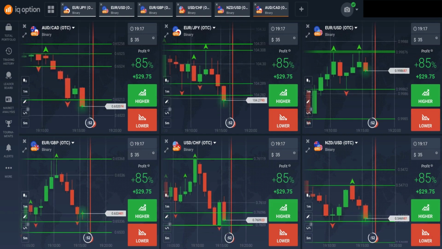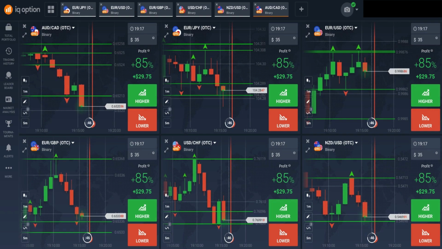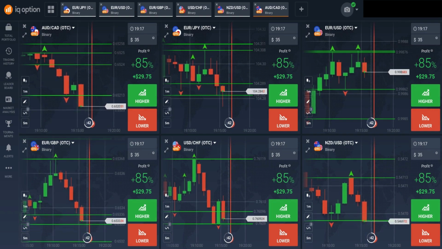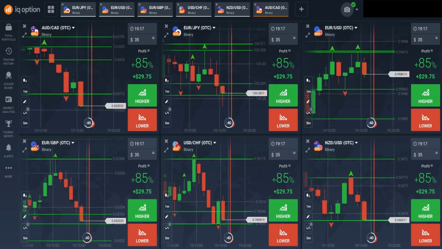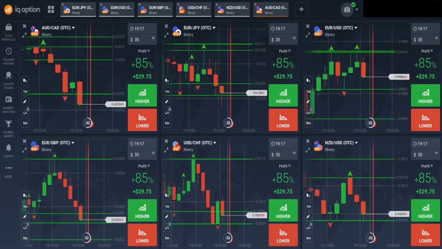So let's start now. The trading strategy is very simple. Only take buy or sell trades when fractal signals appear on support and resistance levels. Set the fractal indicator on 3 period. Candle time frame 1 minute and trade expiry will also be 1 minute. So let's take some live trades for better understanding.